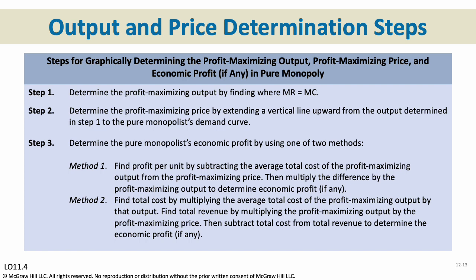Method 1 is you find profit per unit by subtracting the average total cost of the profit maximizing output from the profit maximizing price, then multiply the difference by the output to determine the profit, if any. Or method 2, find total cost by multiplying the average total cost of the profit maximizing output by that output, and find total revenue by multiplying the profit maximizing output by the profit maximizing price. Subtract total cost from total revenue to determine if there's any profit. Once again, a monopoly can lose money as well. It's not a guarantee that there is going to be a profit.